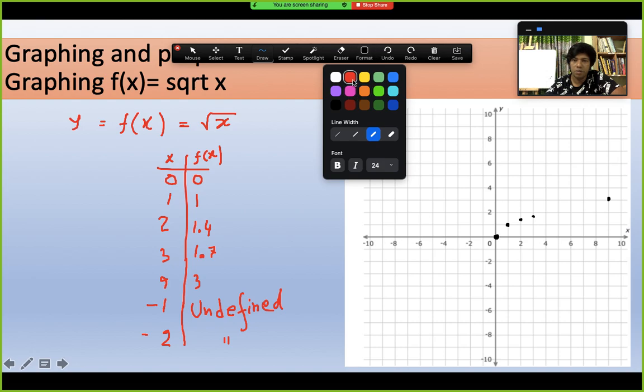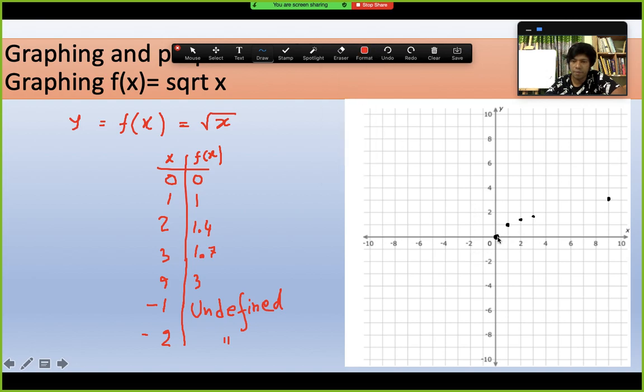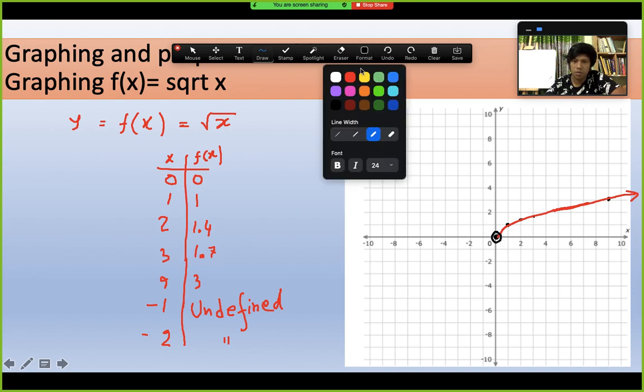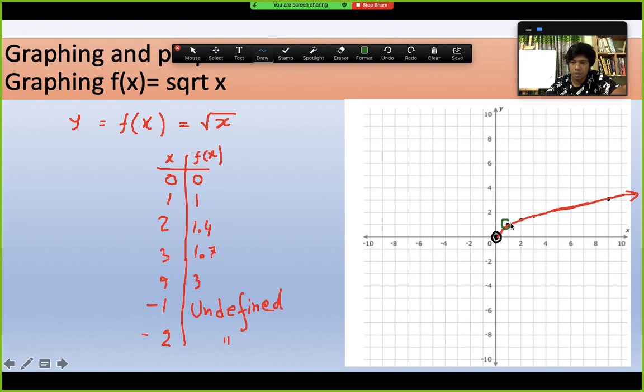If we graph it now, it will look something like this. We have to make it as curved as possible. Our points are here, the points that we plotted. Let's use another color so they look good. This is red. This is another point from our calculation, and this is another point from our calculation.